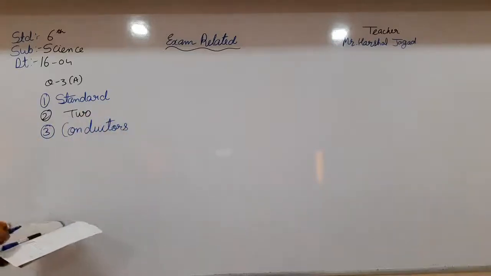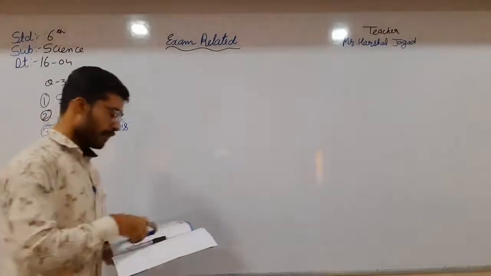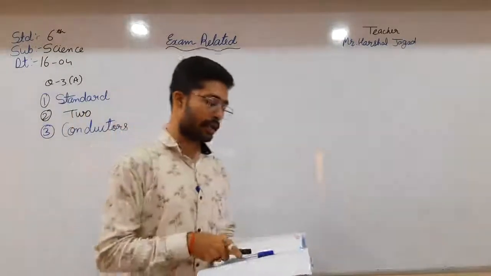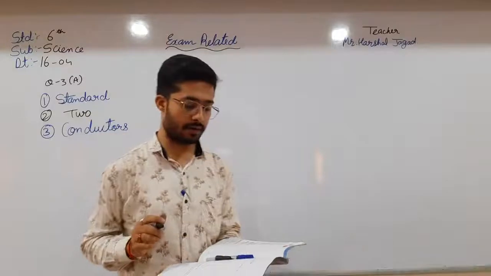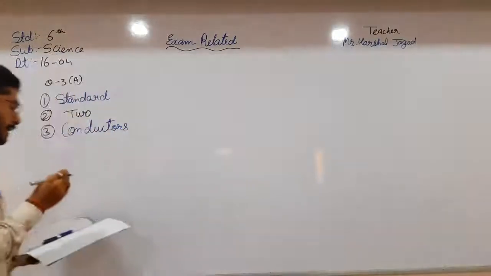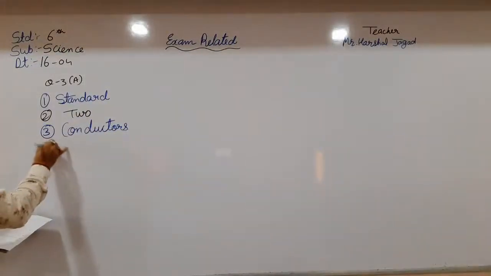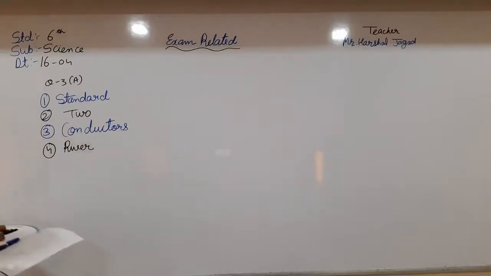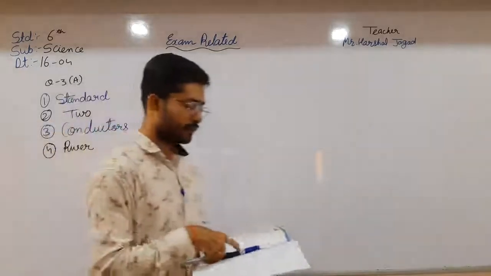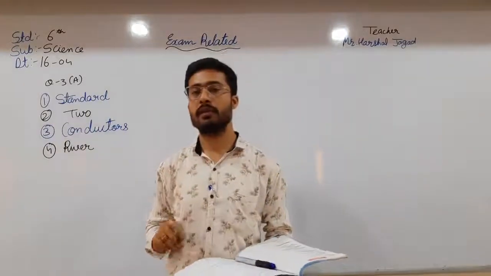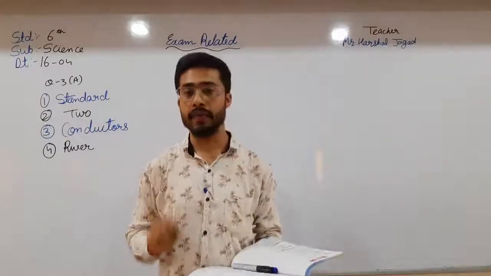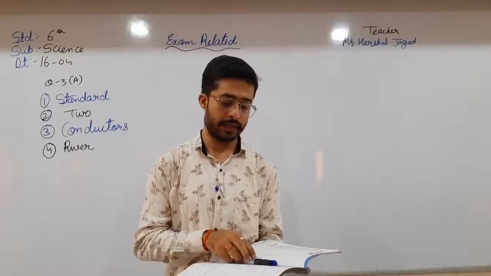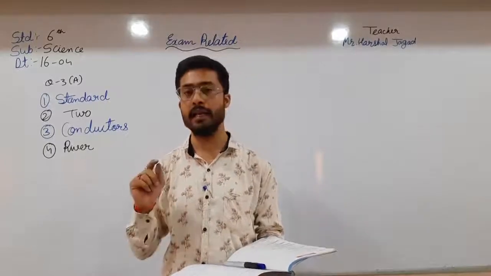Okay. Fourth one, river is a dash. Dash is a source of fresh water. Then here you can write the river. Okay, so this is question number 3a. Now moving towards question number 3b. So here it is classify conductors and insulators.